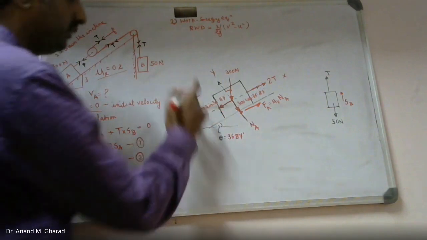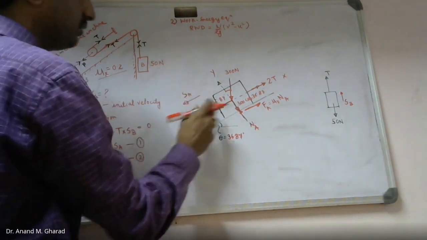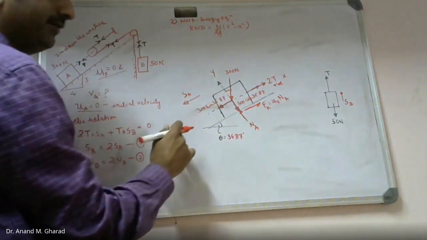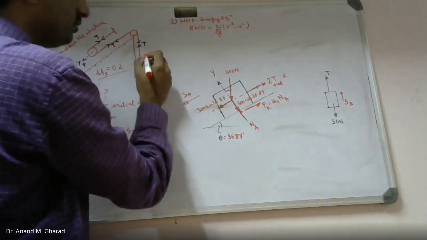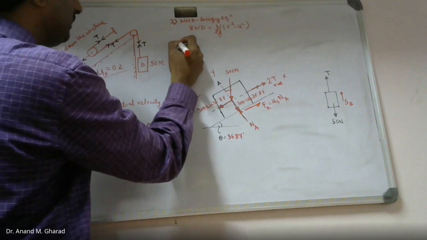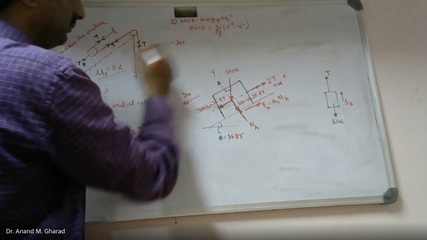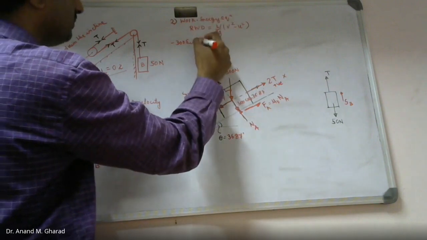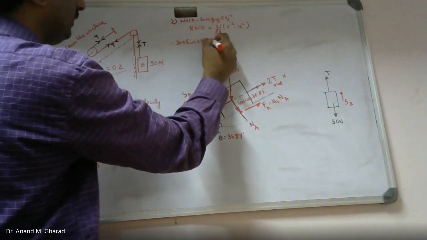So let me formulate those. Okay, so I am assuming this side to be positive and this side to be negative, right? Based on that assumption, this will be 300 sine 36.87.